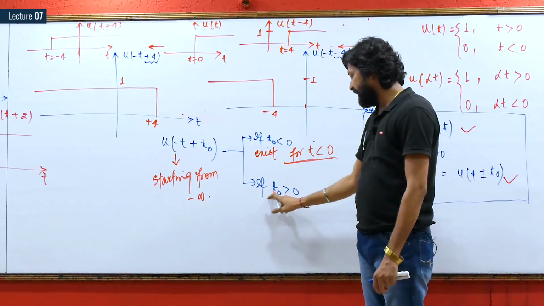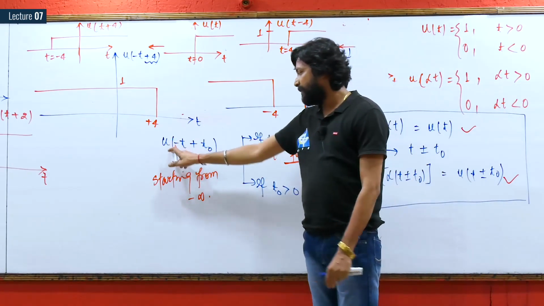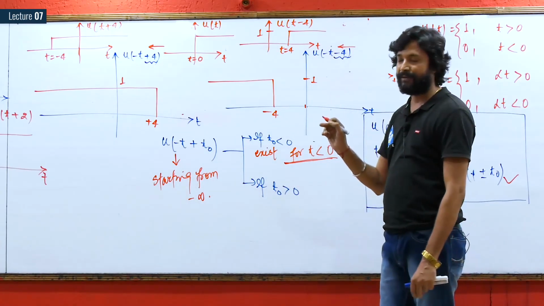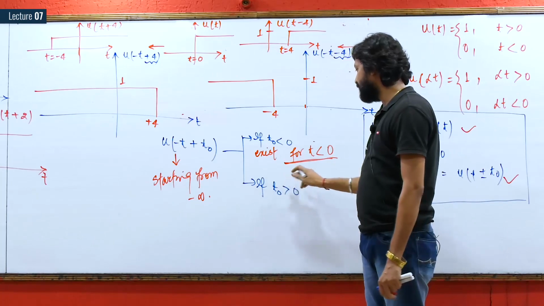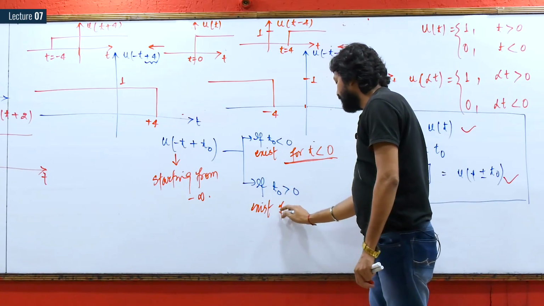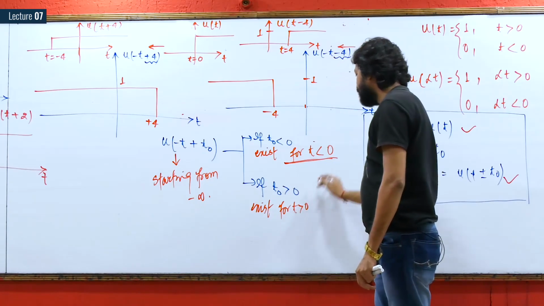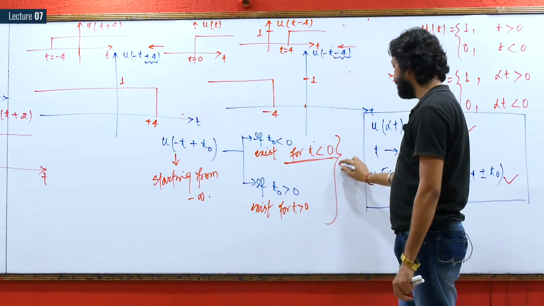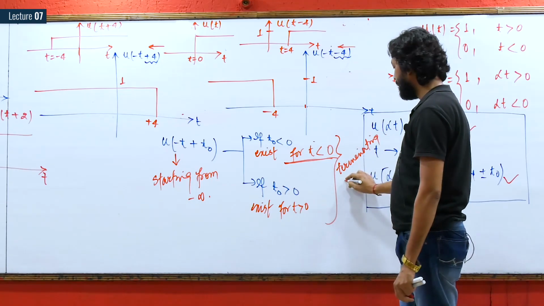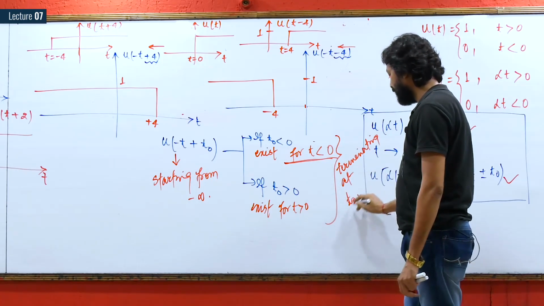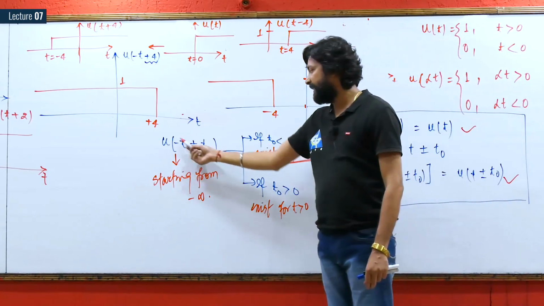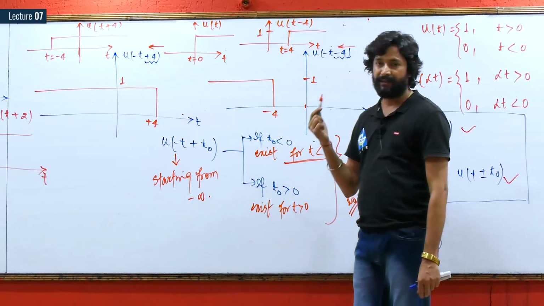Similarly, if t naught is greater than 0, then still it will be starting from minus infinity, but now it will be terminating at t naught, which is a positive value. So in this case you can say it will exist for t greater than 0 also. But in both the cases the plot will be terminating at t naught. This t naught may be positive, may be negative, but the plot of the function u of minus t plus t naught will be terminating at t naught.